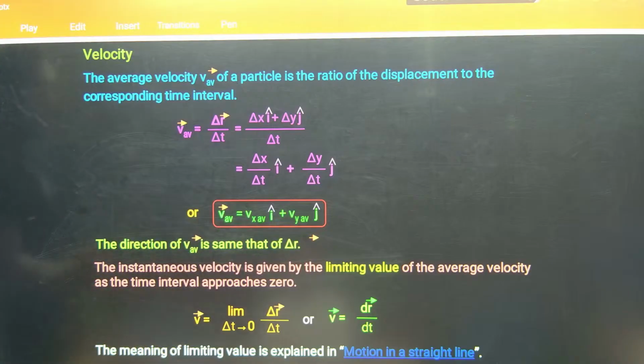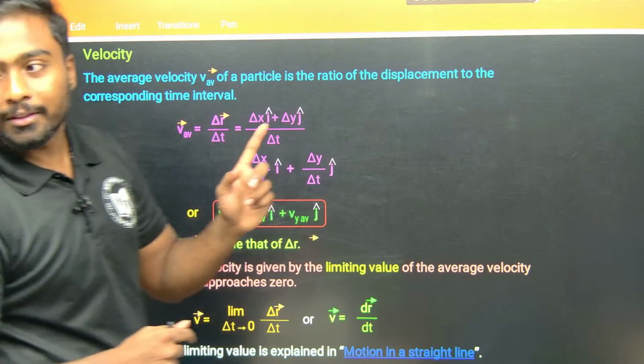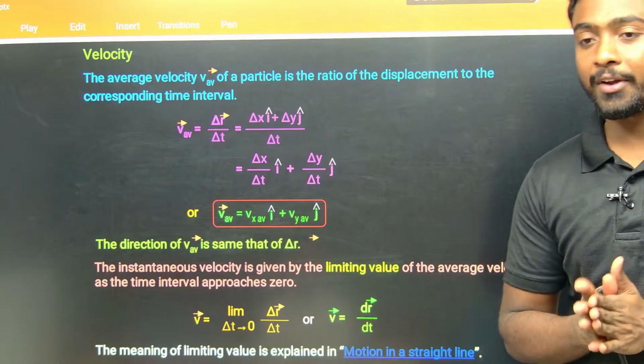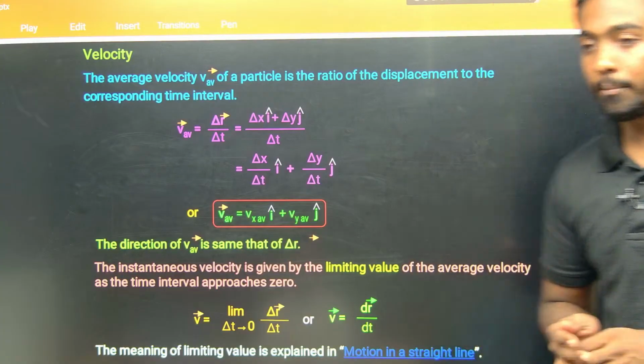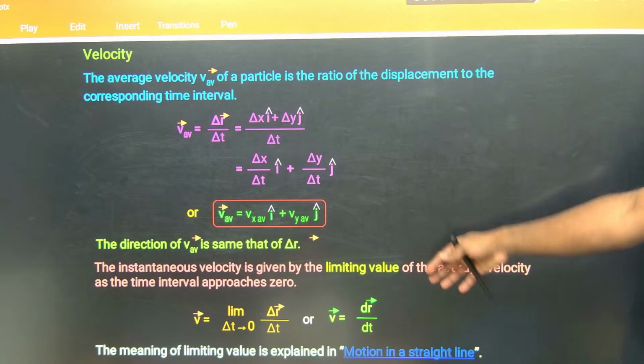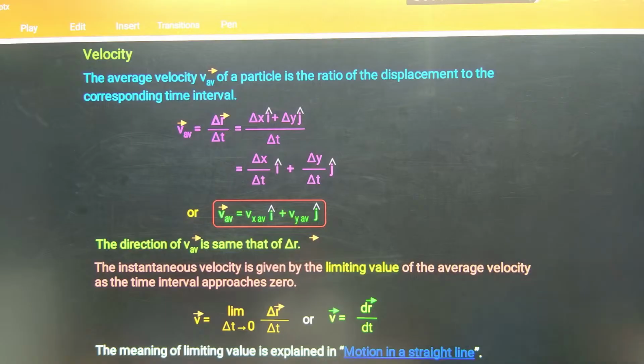The instantaneous velocity is given by the limiting value of the average velocity as the time interval approaches 0. So what we have done for the instantaneous velocity in straight line, we have taken the equation and differentiated. The same thing we are doing here. The meaning of limiting value is explained in motion in a straight line. Yes, we have seen in straight line, the same thing, right? You can copy down this one.